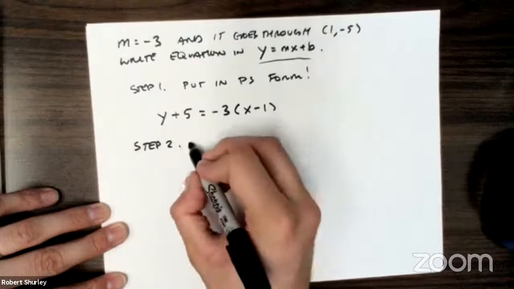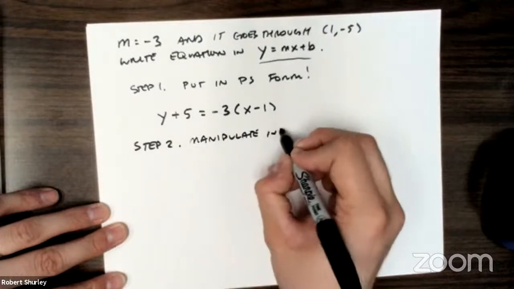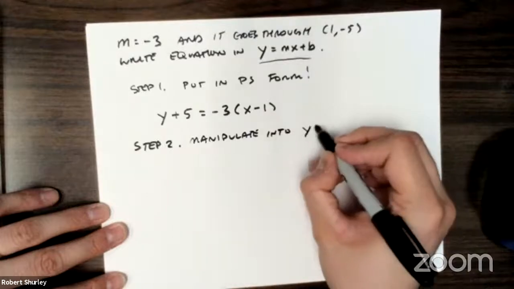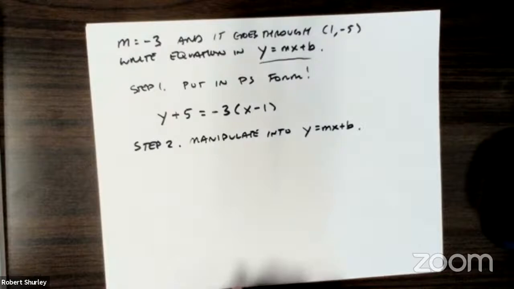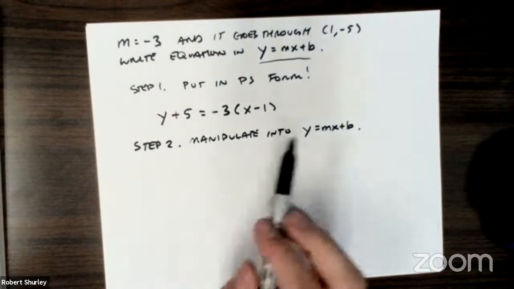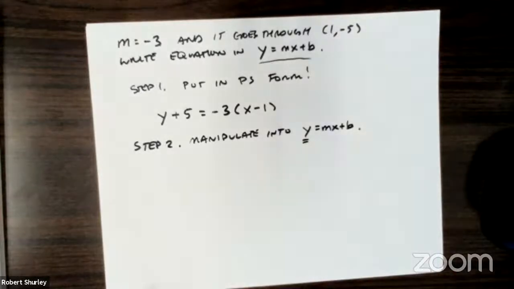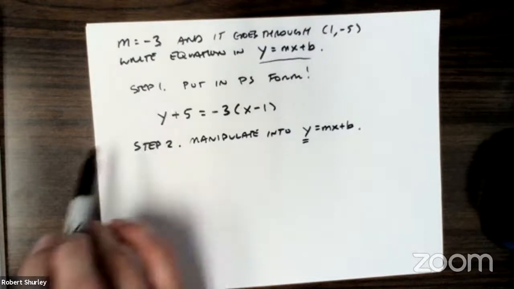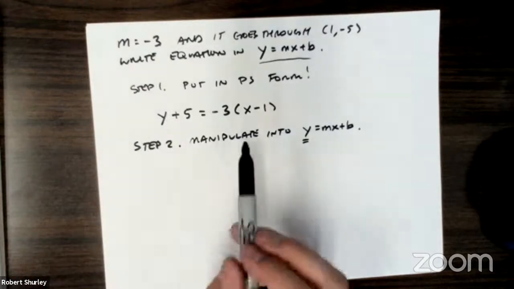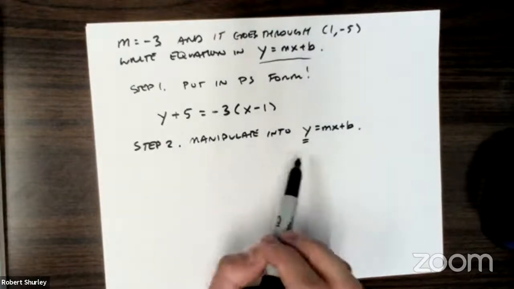Step 2, manipulate this thing into y equals mx plus b. Now, what's different, remember, in y equals mx plus b, our goal is to get the y by itself. That y right there, I want by itself. So instead of getting the x's and the y's on one side and the constant on the other, I want the y by itself.